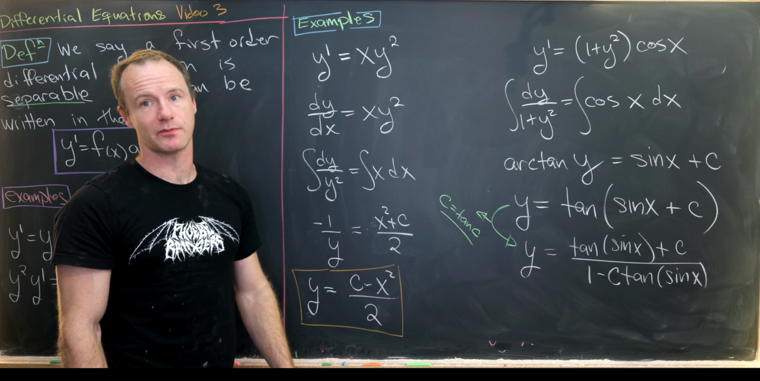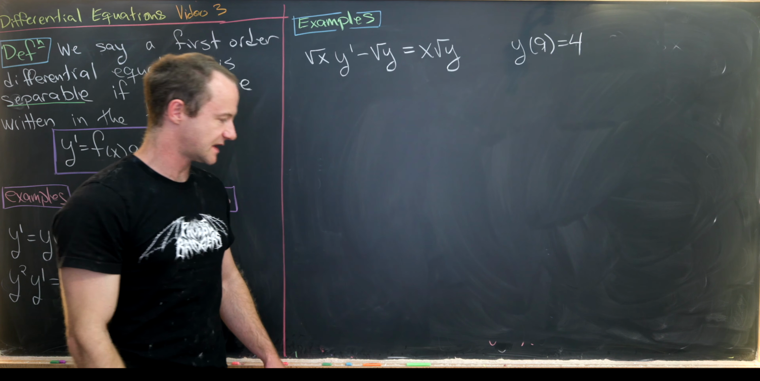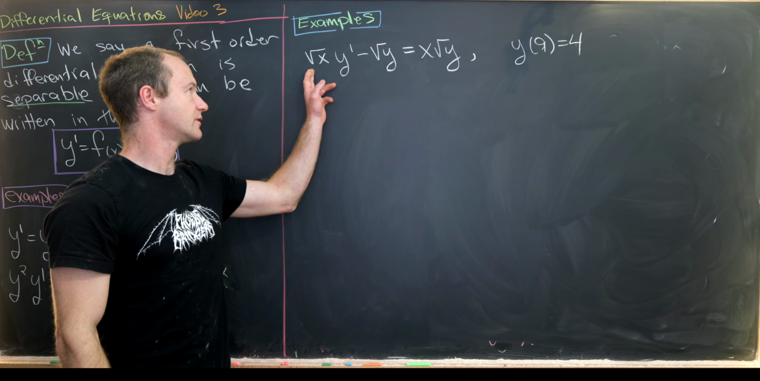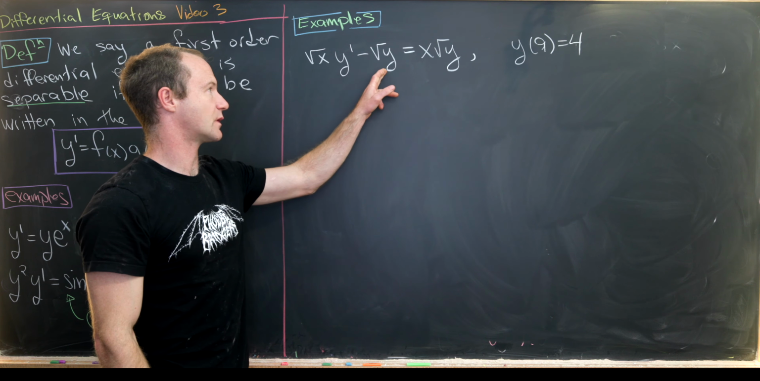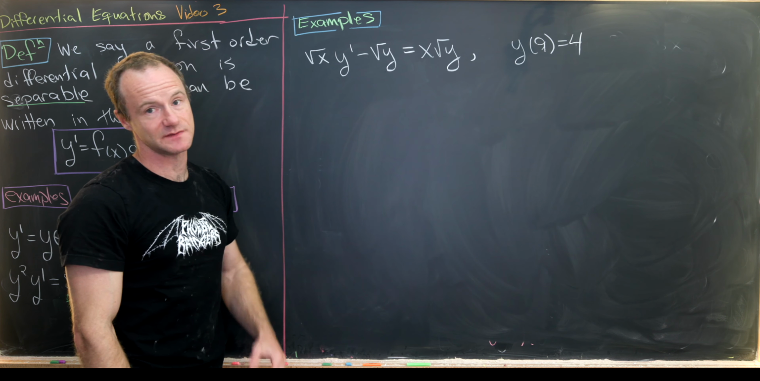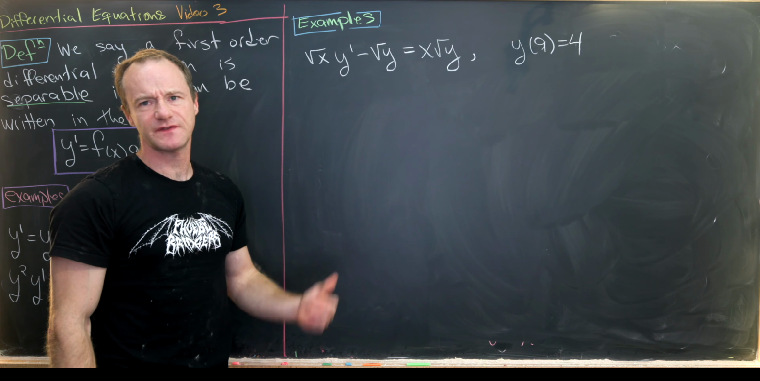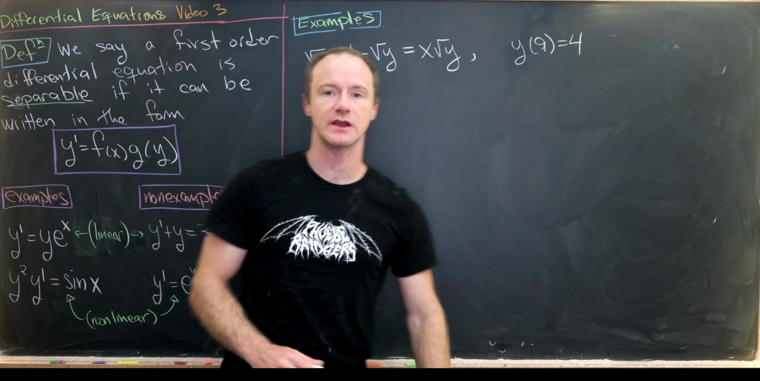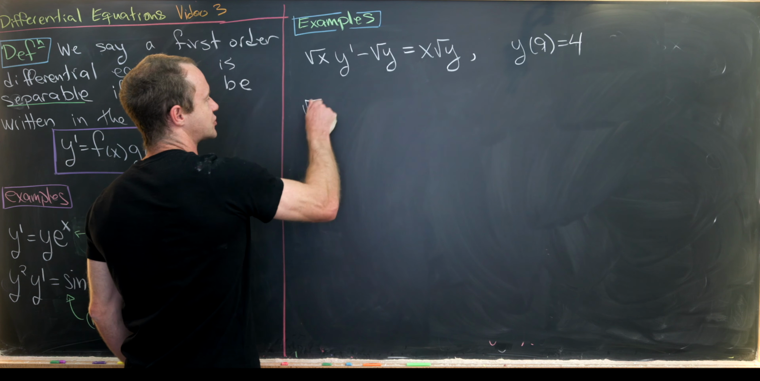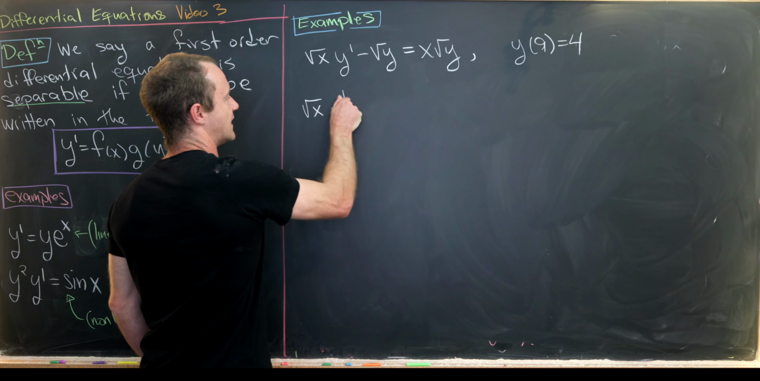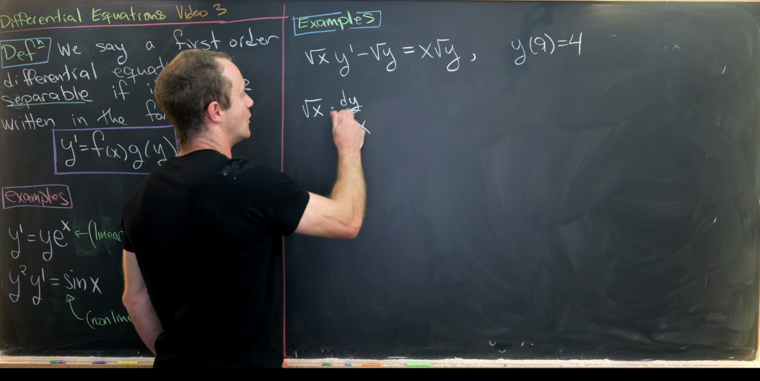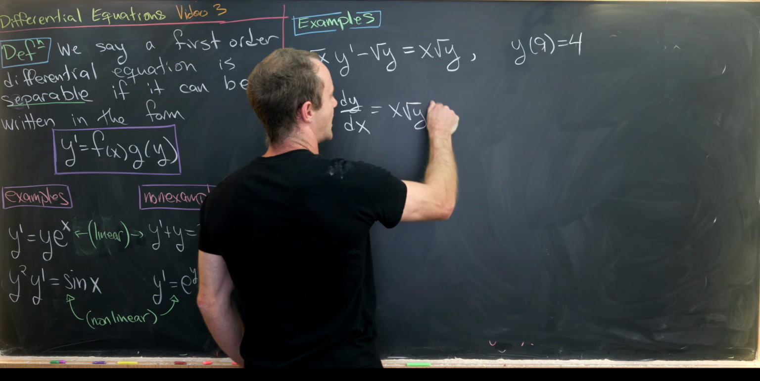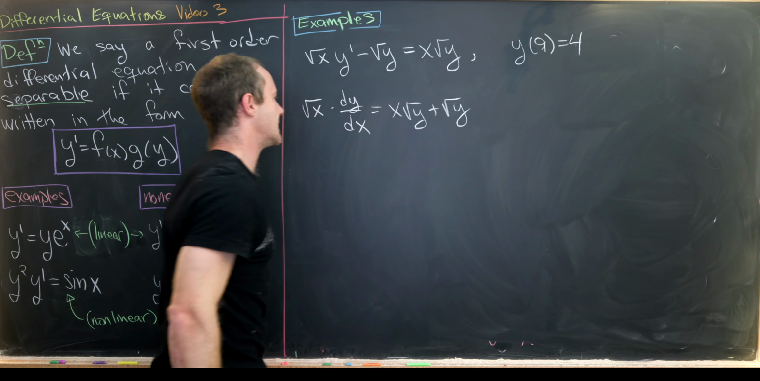Okay, let's do a couple more examples. So here we've got another example. This one is an initial value problem. We've got the square root of x times y prime minus the square root of y equals x times the square root of y. So there's in fact a little bit of work to do here to put this into the form that we have over here. So let's see, maybe we'll start by rewriting this as the square root of x times the derivative of y with respect to x equals x times the square root of y plus the square root of y.